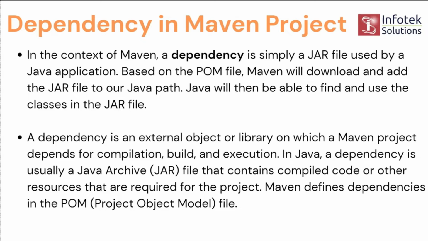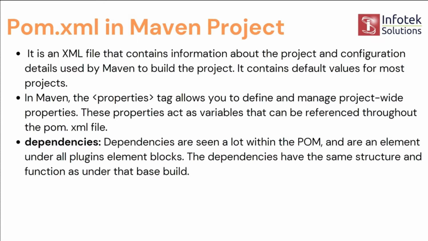So you can say a dependency is an external object or a library on which a Maven project depends for compilation, build, and execution. In Java, a dependency is usually a jar file that contains compiled code or other resources that are required for the project. Usually you get these dependencies from the official website, that is the Maven repository website. These dependencies just act as a library where you will have your own jar files, and that's basically helpful for executing the programs.